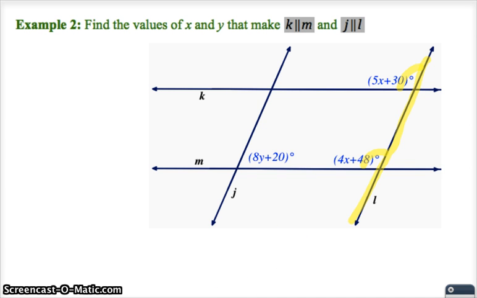So I know these two angles are equal if they're supposed to be corresponding to make those parallel. So just by corresponding, I know 5x plus 30. This takes forever. I'll save your time. Just give me a second. Sorry, I know that's painful to watch.